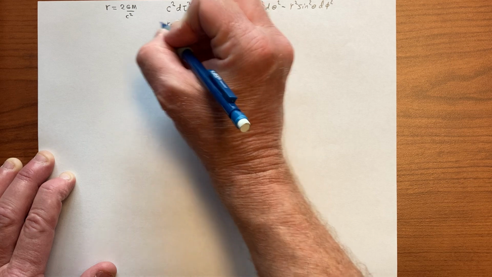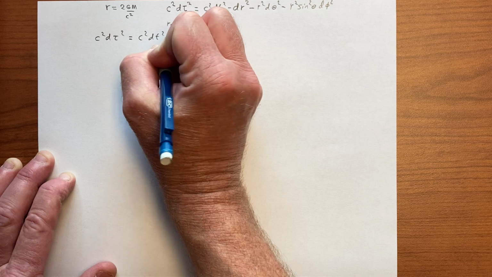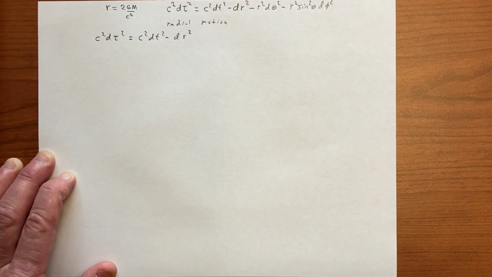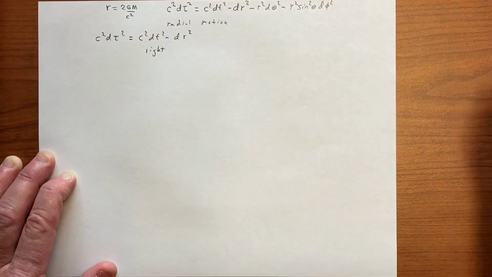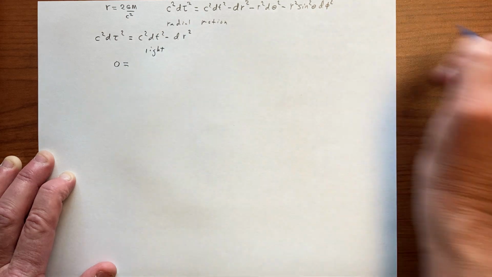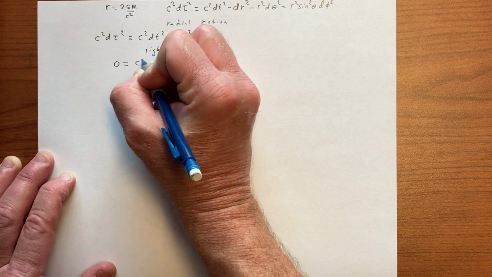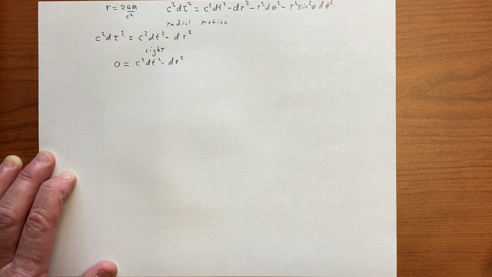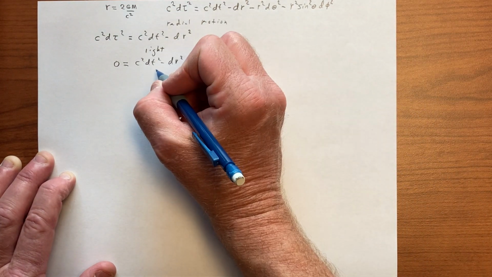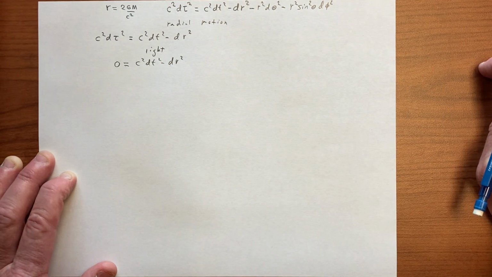For radial motion, we have a line element, which is c squared dτ squared equals c squared dt squared minus dr squared. And now let's consider what this tells us about light. For light, we remember what's one of the first things that we did. We have 0 equals c squared dt squared minus, in this case, dr squared. We had dx squared there. And so this gives us a relationship. This gives us dr by dt, a kind of radial speed for light on the space-time diagram.